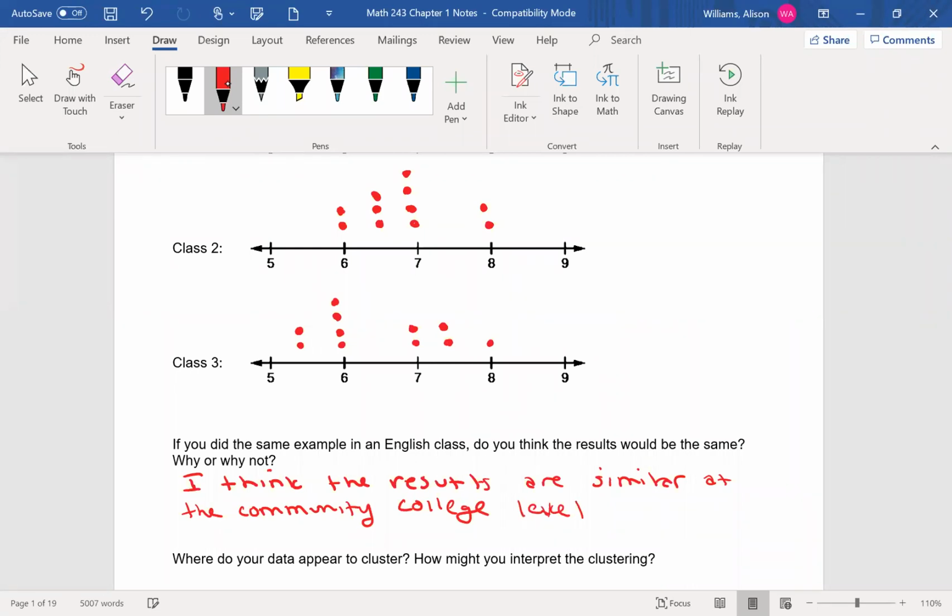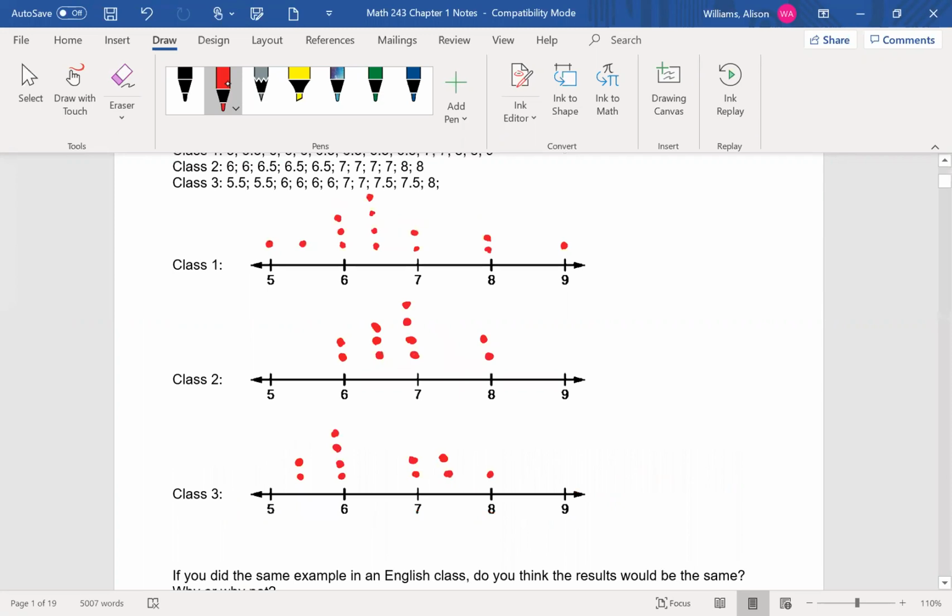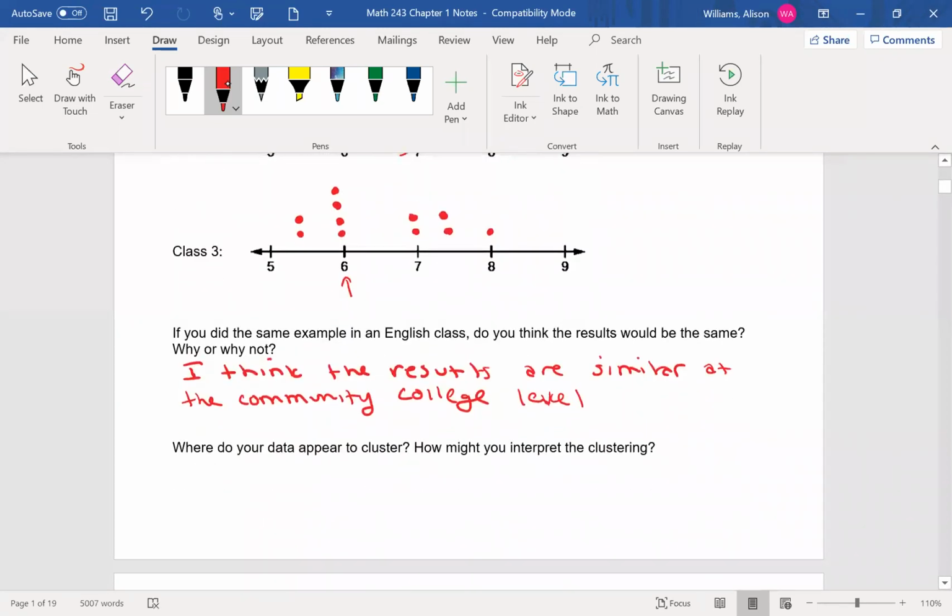Okay. Where do your data appear to cluster, and how might you interpret that? So as we just talked about before, it looks like in the first class, it's primarily between 6 and 7 here. Same with the second class. Third class, it's very heavy at 6, but there are a couple at 7, a couple at 5.5. So it seems to be that 6, maybe 6.5 is probably pretty safe for most of the classes. So at least in the first 2 classes, it's clustered around 6 and 7.